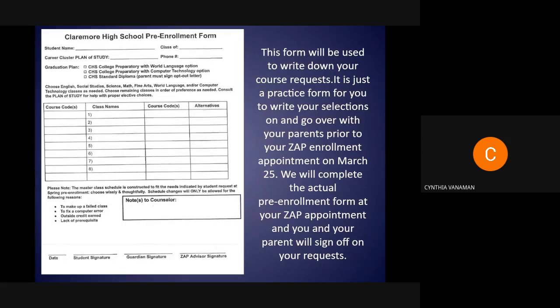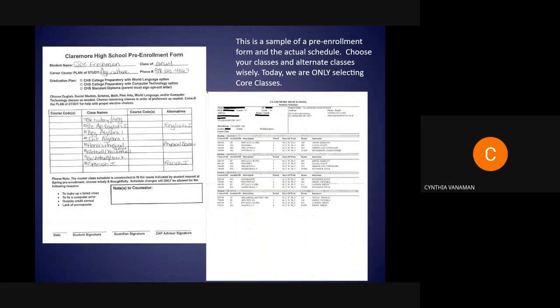So a copy of this form should have been uploaded into your ZAP Google Classroom for you to use. You can print it off and use it to write down. It's a practice form for pre-enrollment, and it's what you're going to use to write down what your course requests are. You'll bring that with you on March 25th to go over with your ZAP advisor and your parent, and for your parent to sign off on it. This is just an example of what one looks like when it's all filled out and the schedule that's generated from the course requests that were listed on there, just to give you a visual of what it'll look like.